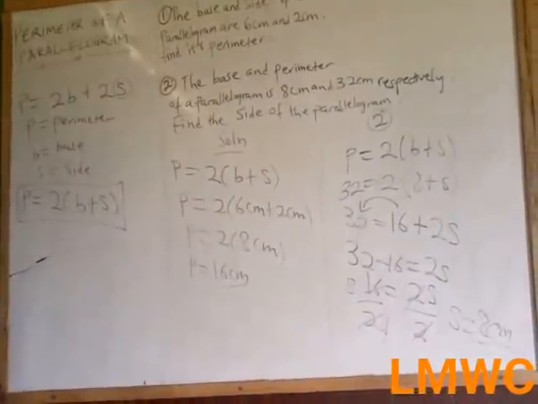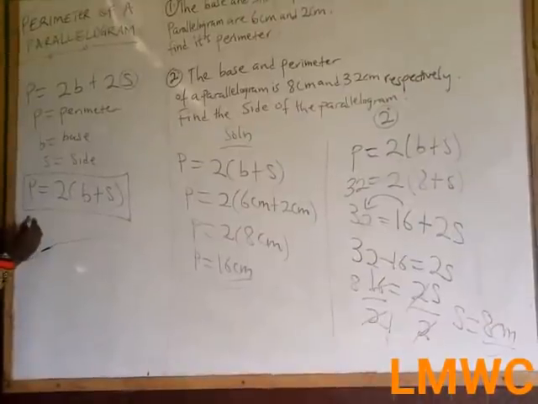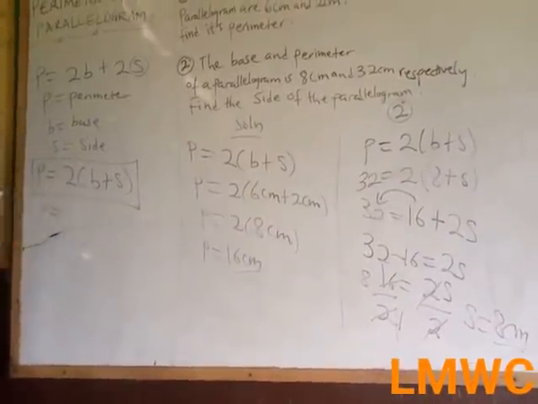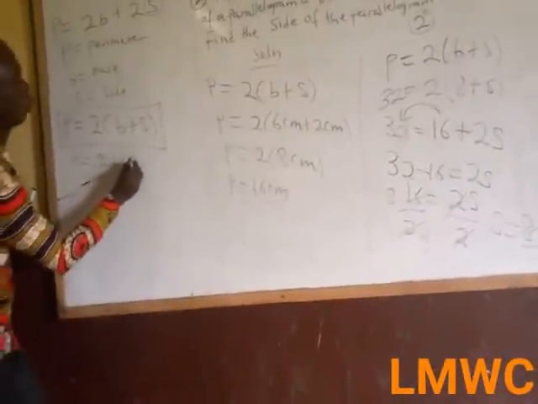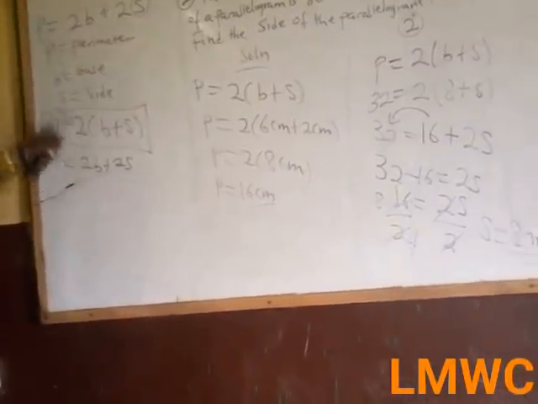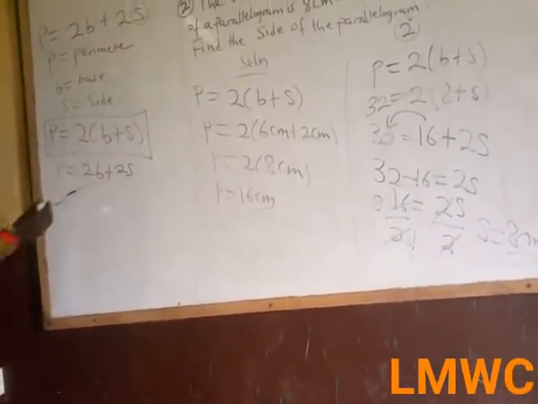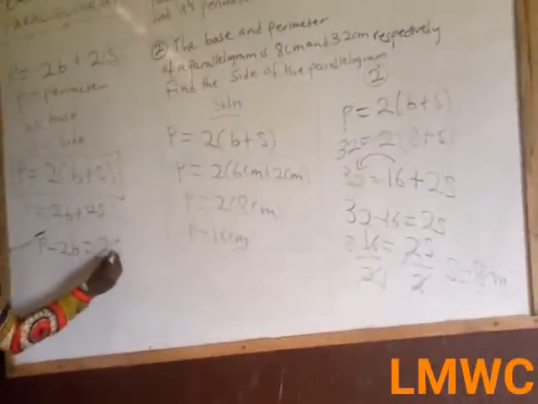Let me give you how they derive the formula. So we have P is equal to 2B plus 2S. Now we want to find S. So you move B to the left hand side of the equation. It becomes P minus 2B is equal to 2S.